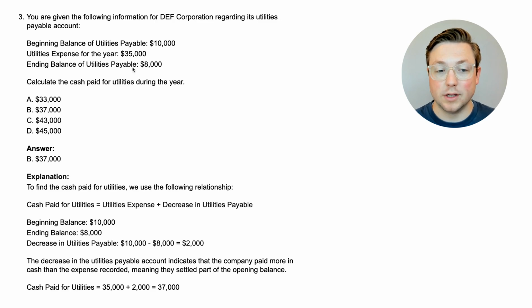But also, during the year, you had that expense of $35,000. So it would have gone from $10,000 to $45,000, but then you still end at $8,000. So you have to subtract from $45,000 the $8,000, and that gives you $37,000 of cash actually paid for the utilities. So another way to think about it, you basically just add these two together, the beginning and the expense, subtract the ending, and that gives you the amount that was actually paid in cash throughout the year. All right, let's go to the next question.